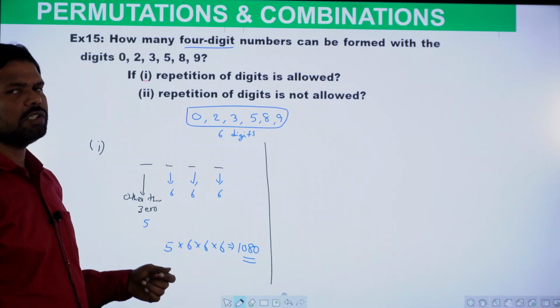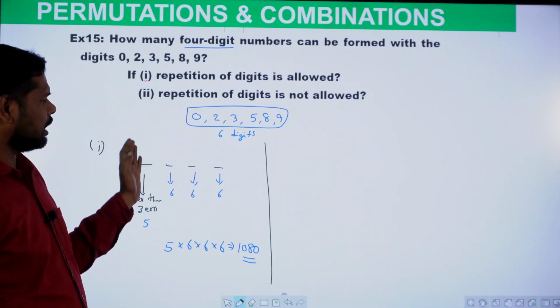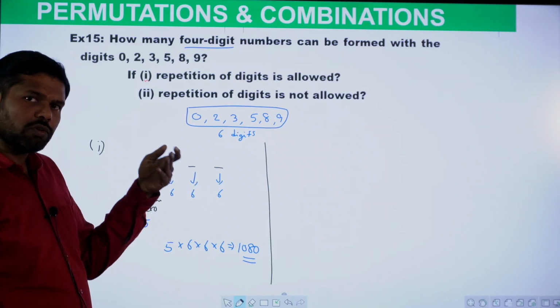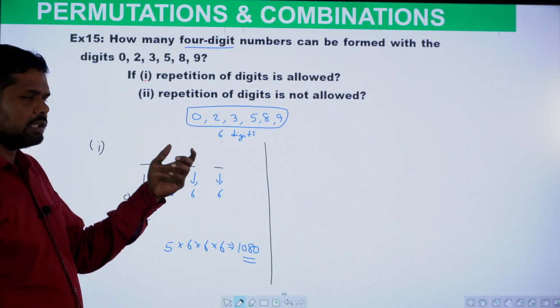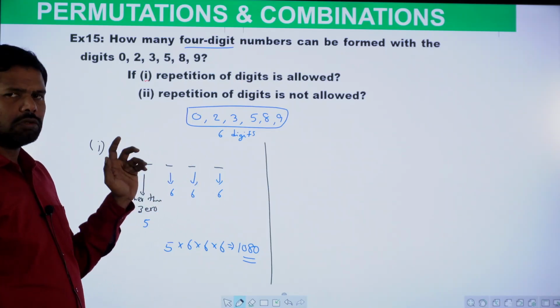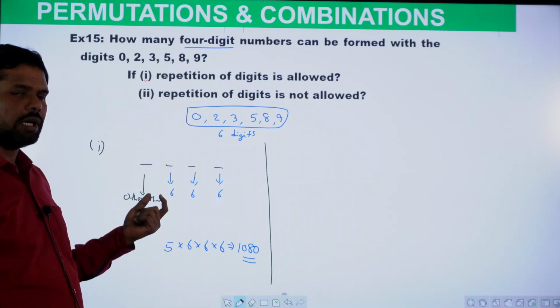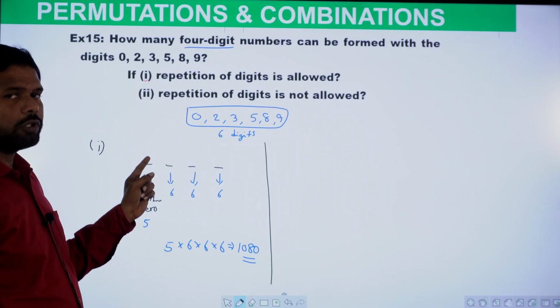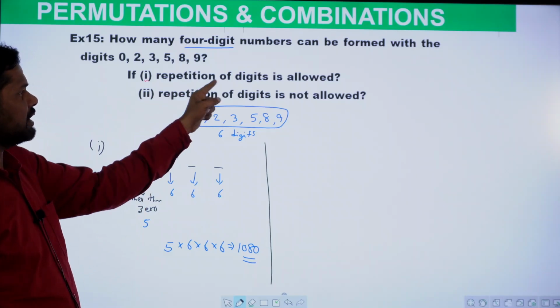For the remaining places, if we choose any digits, even all 3 zeros, no problem. Suppose 2 with 3 zeros means 2000, it is a 4 digit number. 3000 is a 4 digit number, 5000 too. Those are all possibilities. Total how many numbers are formed? Using these digits, 1080 4 digit numbers can be formed when repetition is allowed.